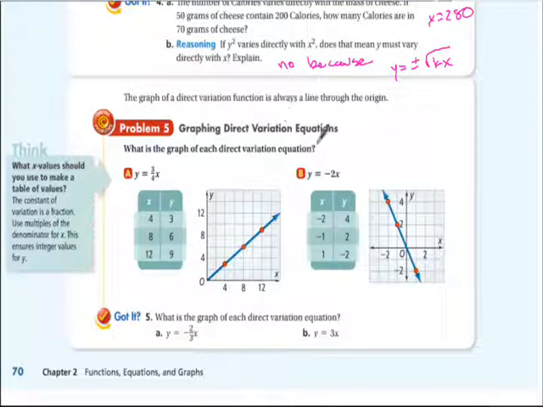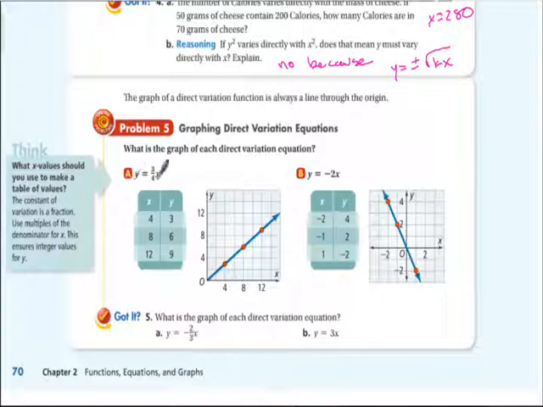So, what is the graph of each of the direct variations? Okay, so A, y equals 3/4 x. So, the easy way to do this is divide both sides here. Y equals 3/4 x. So, sorry, hold on one sec.